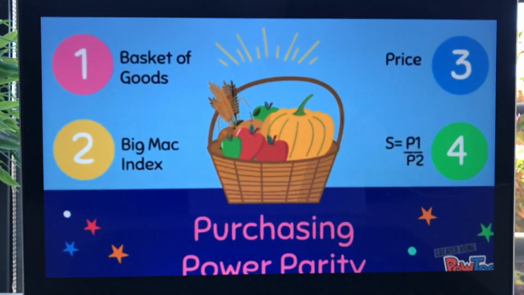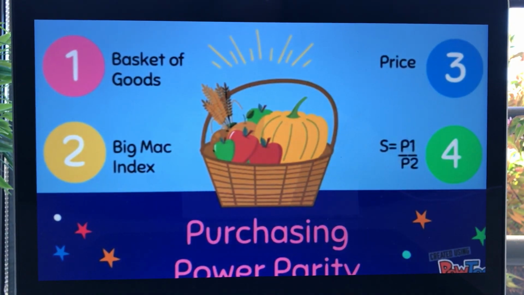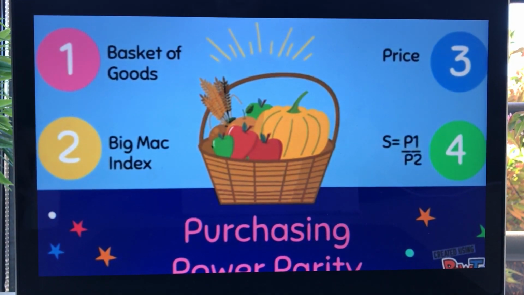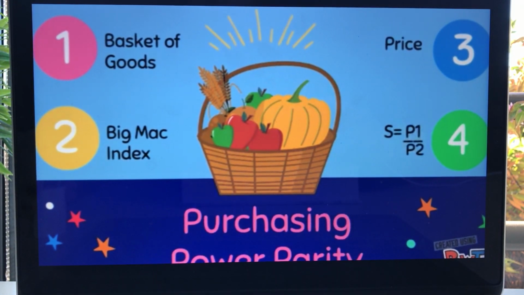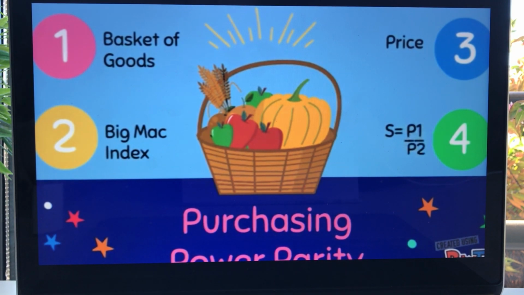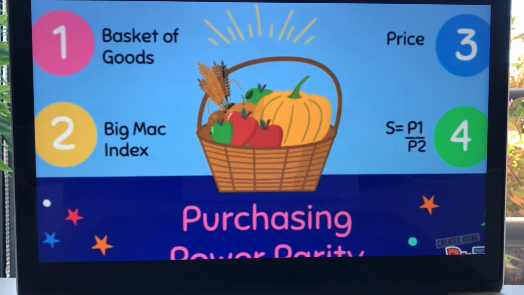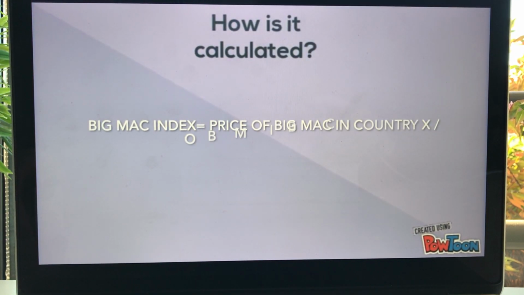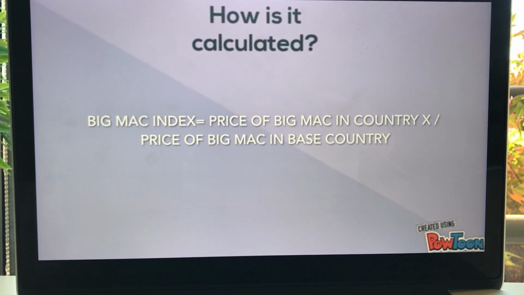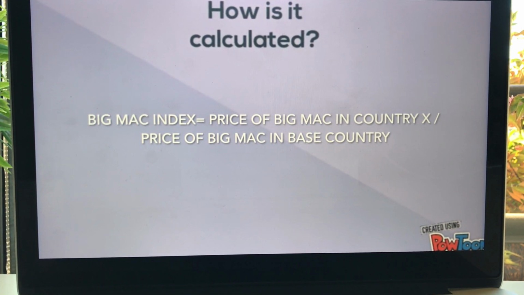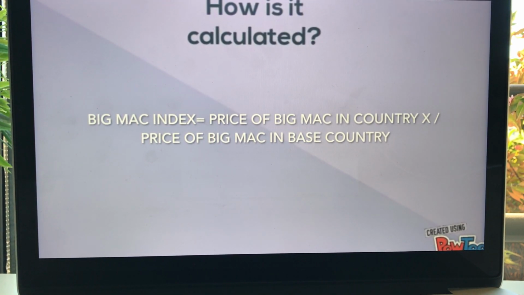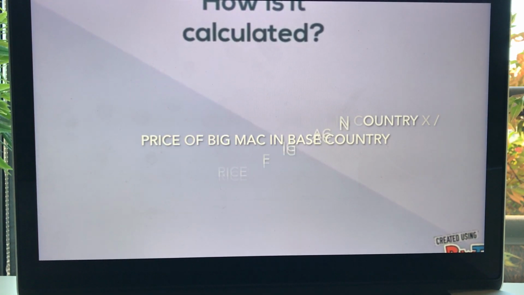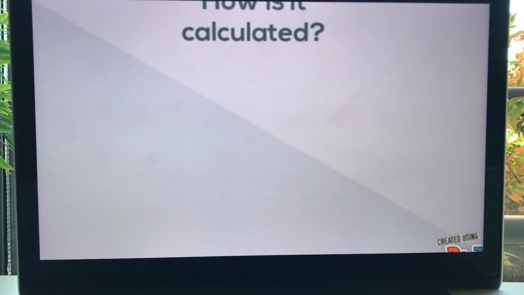This index is calculated by dividing the exchange rate of one country by the exchange rate of a second country. The answer that we get would be the optimal exchange rate between these two currencies. The Big Mac Index is calculated by dividing the price of a Big Mac in country X by the price of a Big Mac in the base country that we are comparing with the rest of the countries we have chosen.